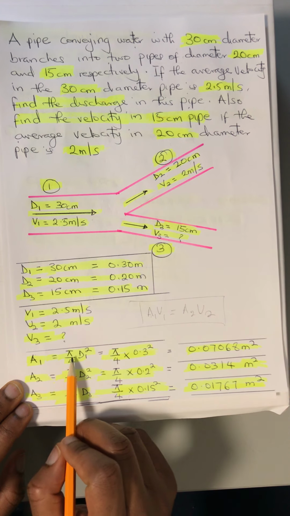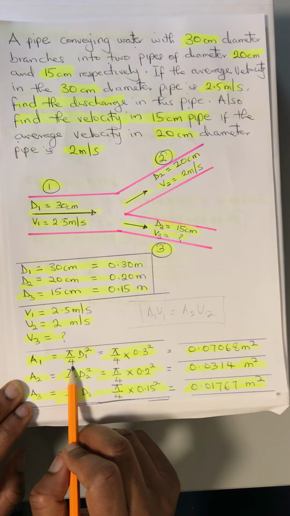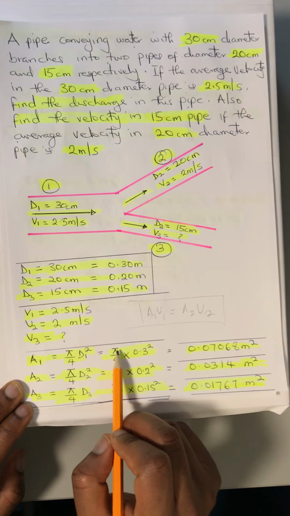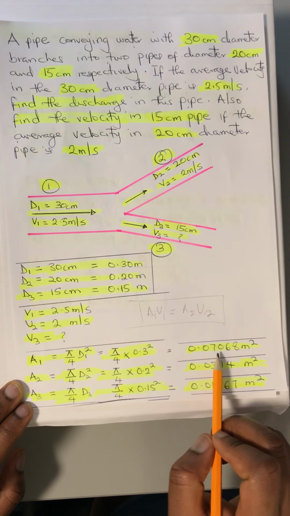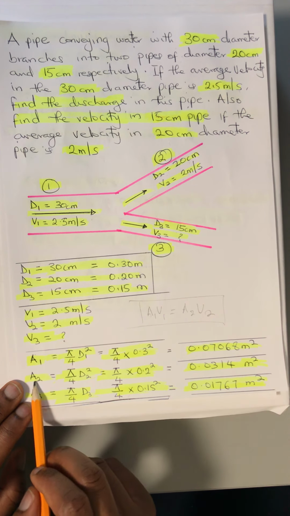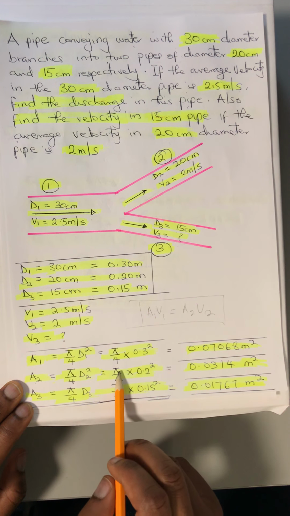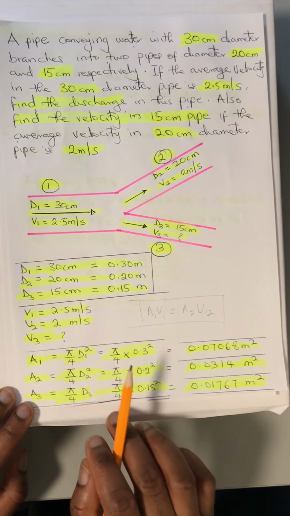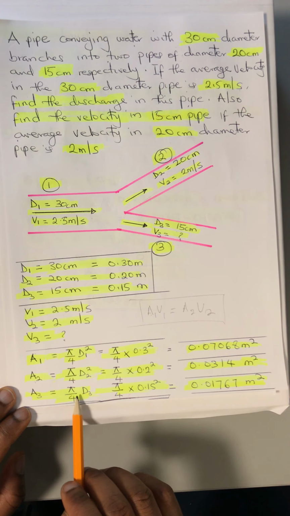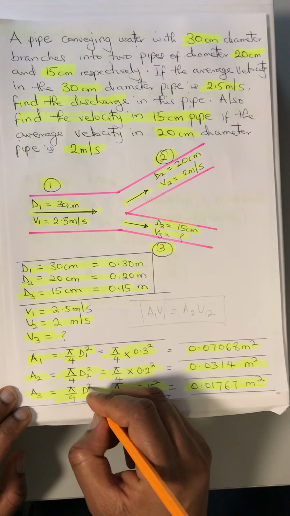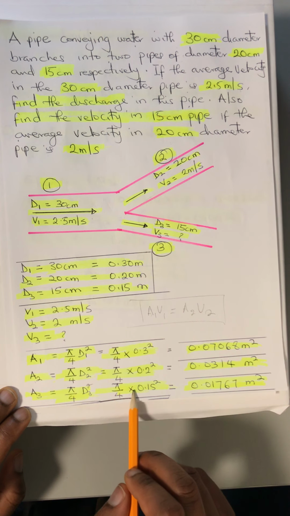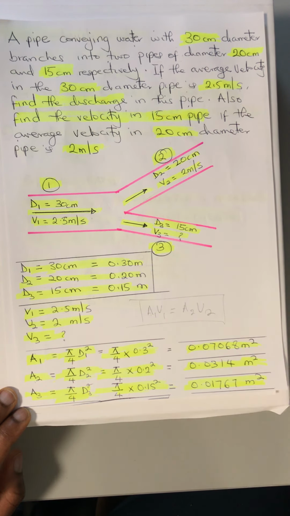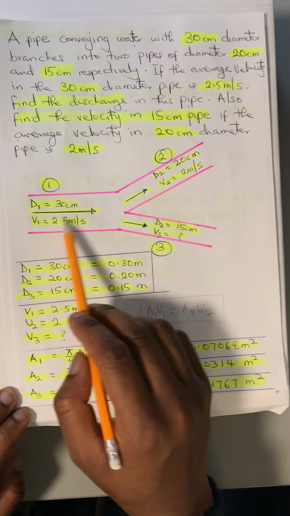By using A1, which equals pi D1 squared over 4, for area 1. Area 1 equals pi D1 squared over 4, which gives us pi times 0.3 squared over 4, which gives us 0.0707 square meters. Also, area 2 equals pi D2 squared over 4, which gives us pi over 4 times 0.2 squared, which gives us 0.0314 square meters. Also, we have our area 3, pi D3 squared over 4, which gives us pi times 0.15 squared over 4, which gives us 0.01767 square meters. Now, we have all three areas calculated.